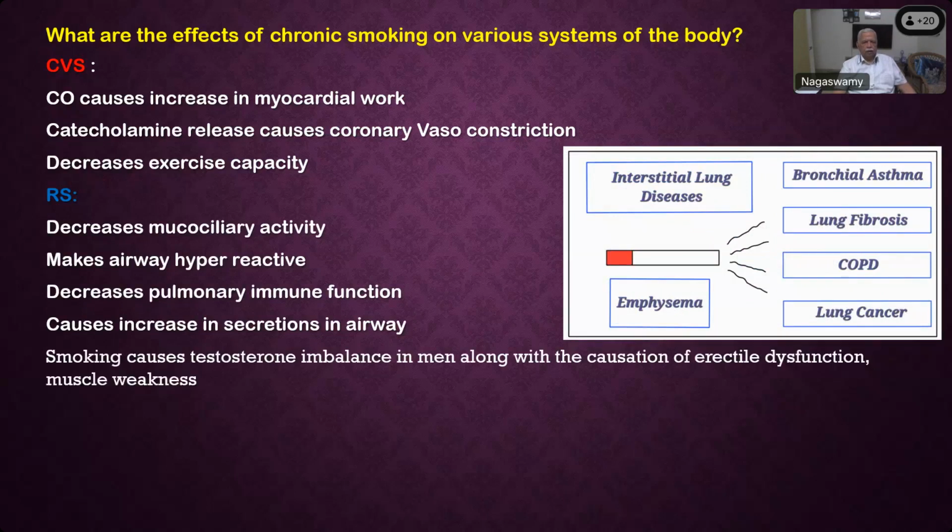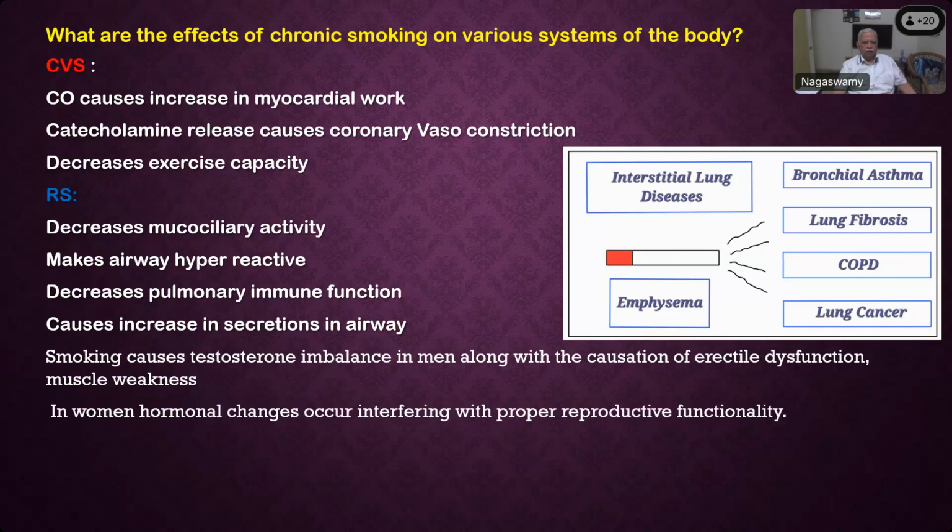Smoking causes testosterone imbalance in men and may be the cause for erectile dysfunction and muscle weakness. In women, it may cause hormonal changes interfering with proper reproductive functionality. And the only advantage of smoking is they have less nausea and vomiting post-operatively.